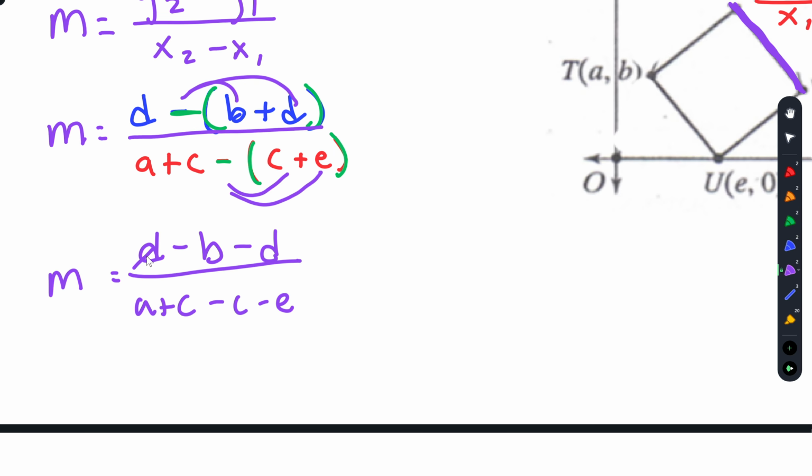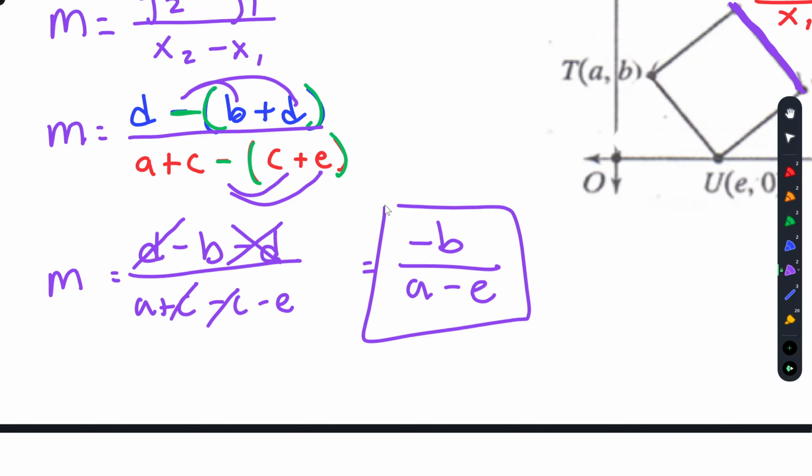Hopefully we can see that this stuff is going to cancel. I'm canceling out the D and the negative D. I'm left with negative B up at the top. I'm canceling out the C and the negative C, so I'm left with A minus E in the bottom. And that's it. That's our slope. Any questions on that? I didn't do anything too crazy, right? We're okay? Okay, fantastic. Flip it over to the other side.